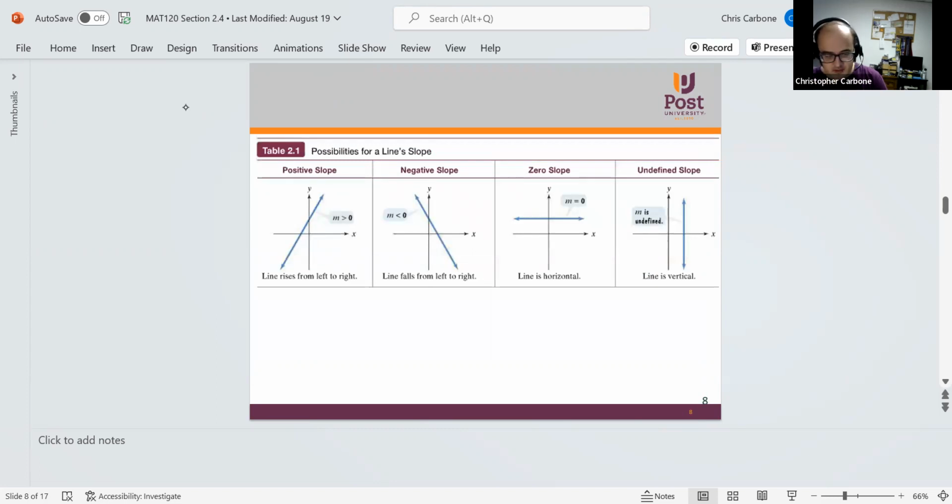Here we have a few possibilities for the slope. Positive slope, the line rises from left to right and has a slope greater than 0. Negative slope falls from left to right. The slope is less than 0. Zero slope, the slope is 0, and the line is horizontal. Undefined slope, the line is vertical, and the slope is undefined due to that division by 0.